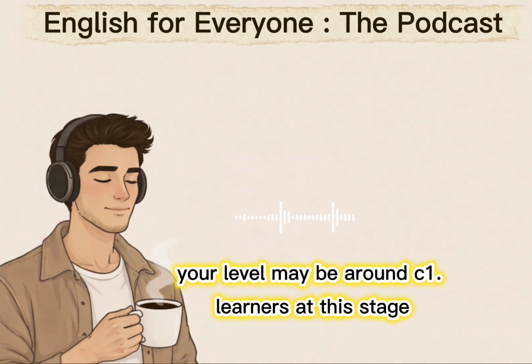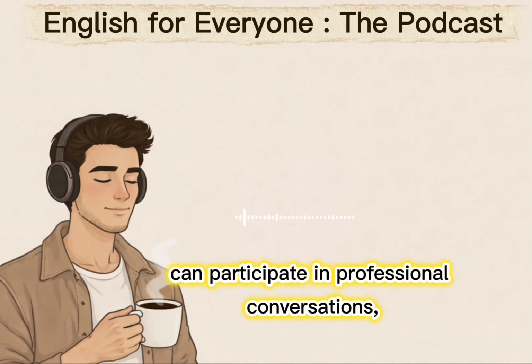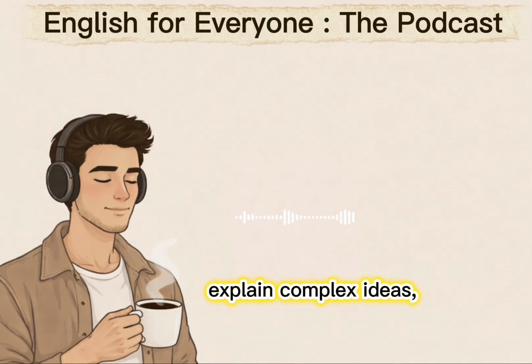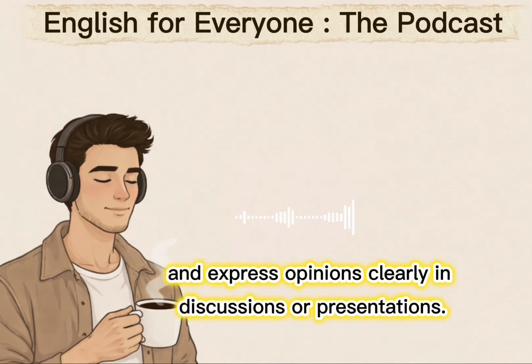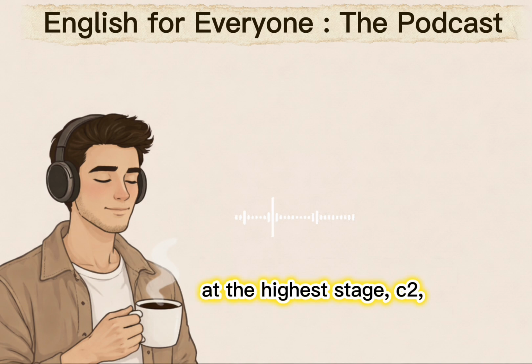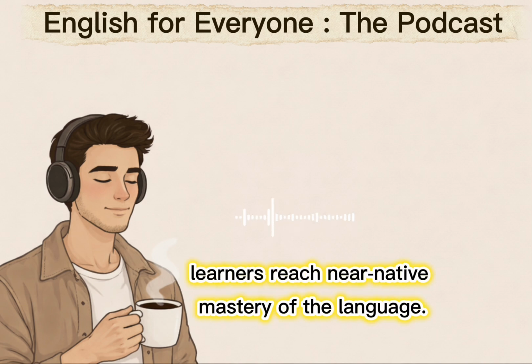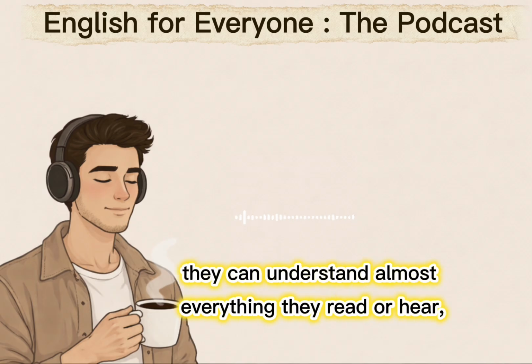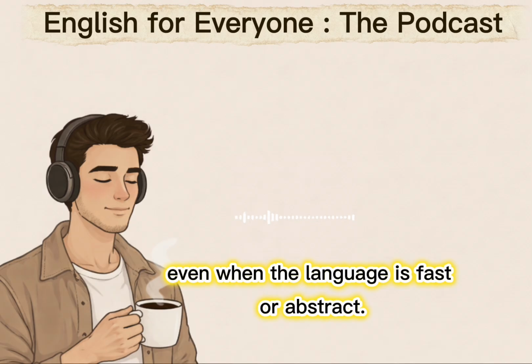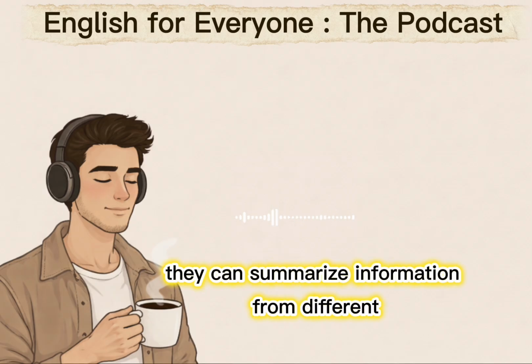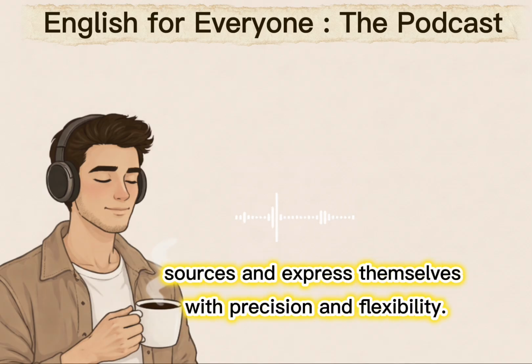Learners at this stage can participate in professional conversations, explain complex ideas, and express opinions clearly in discussions or presentations. At the highest stage, C2, learners reach near-native mastery of the language. They can understand almost everything they read or hear, even when the language is fast or abstract. They can summarize information from different sources and express themselves with precision and flexibility.